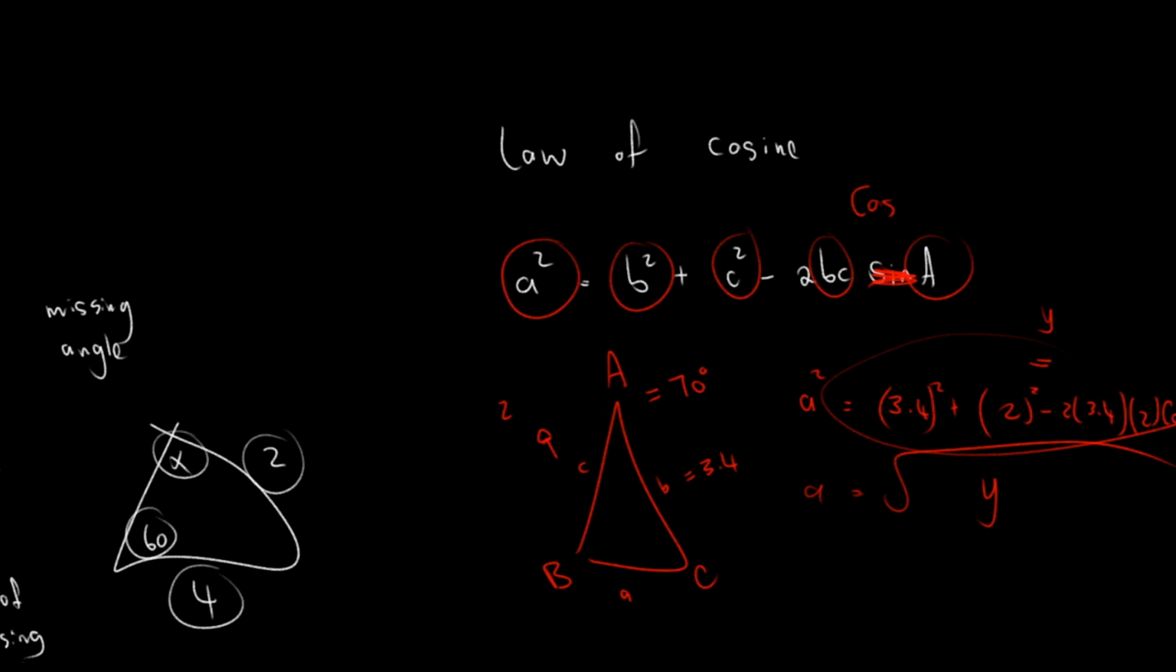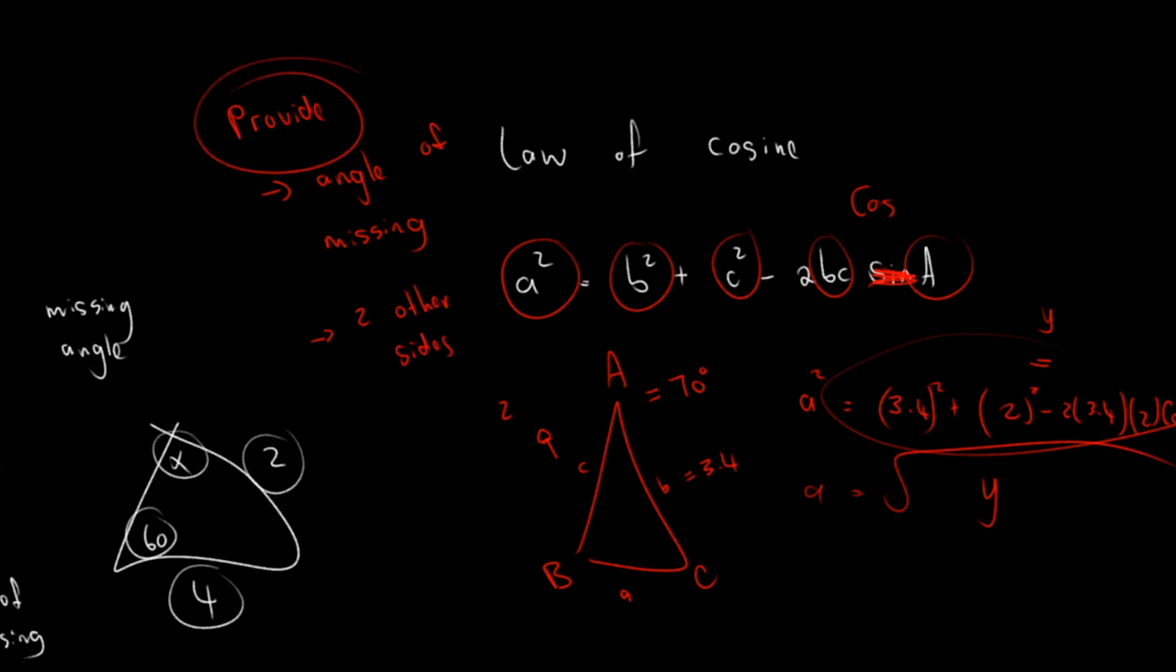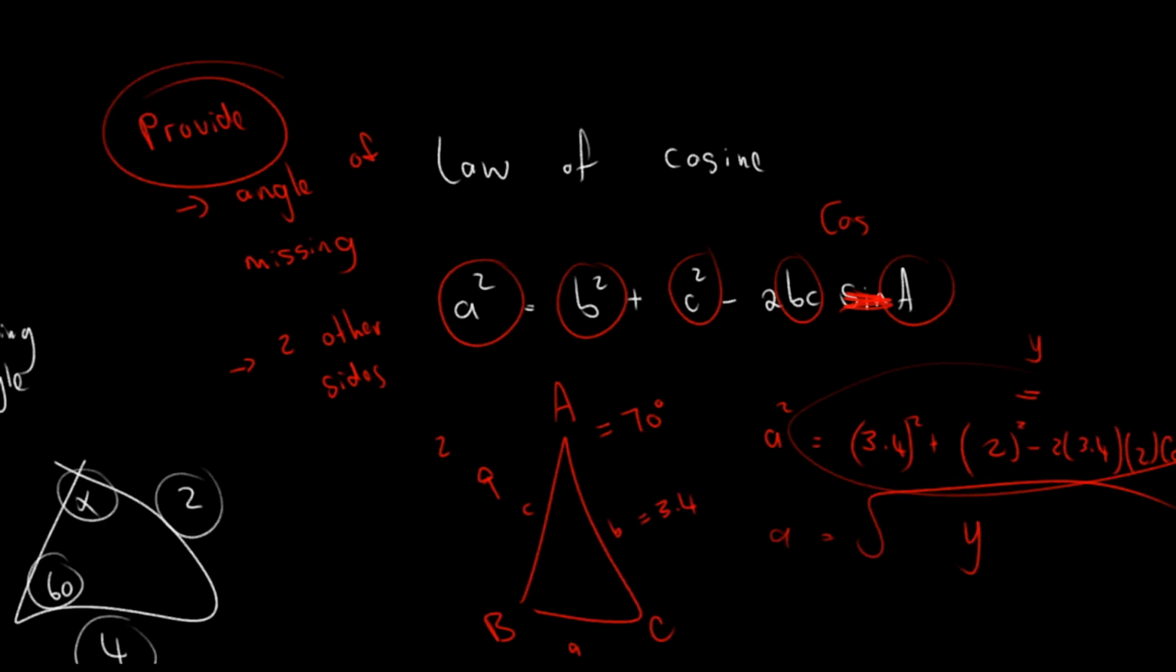So when do we use the law of sine or law of cosine? We use the law of cosine to find a missing side, provided we have the angle of the missing side and we have two other sides. Then I can use the law of cosine. Sometimes you will be required to first use the law of cosine and then use the law of sine, but you can switch it around. It's very important to identify these conditions. Once you identify the conditions, this becomes very easy.